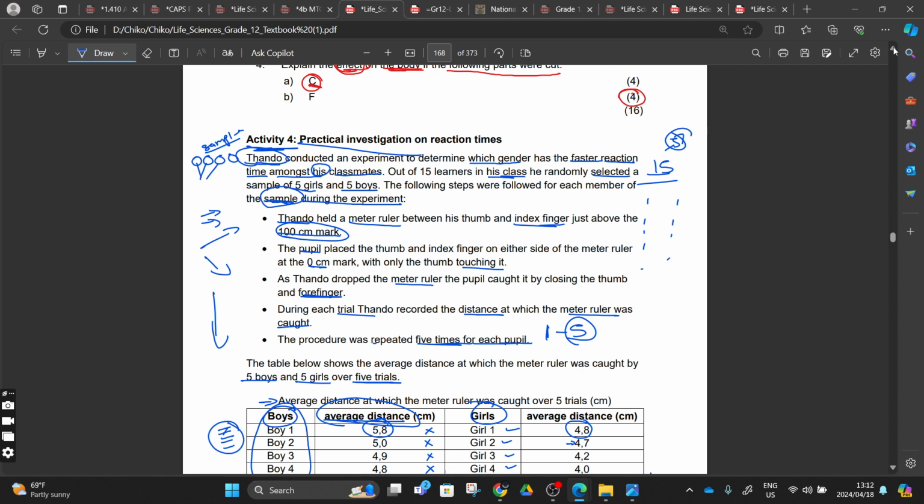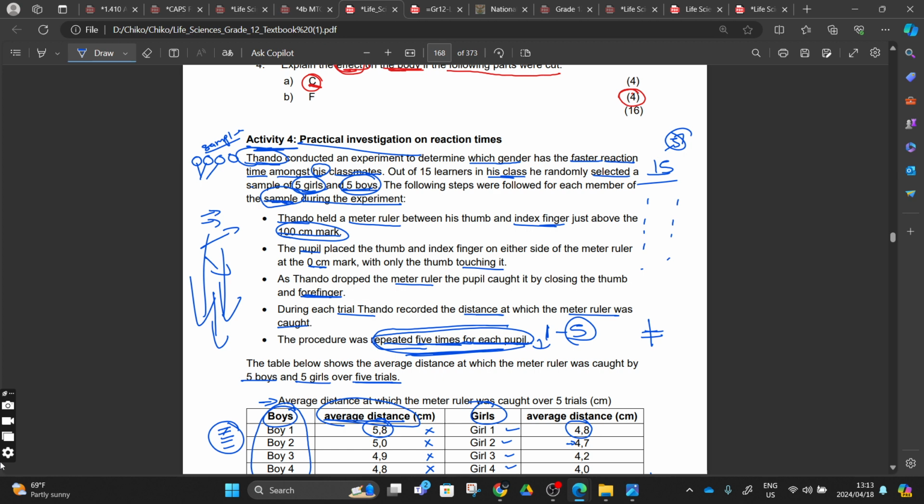Maybe we can say here they repeated the procedure. The procedure was repeated 5 times for each pupil, right? So you were given 5 times to catch that ruler, right? You were given 5 tries. So this is the first one, and then another one we can say this was done between different genders, between boys and girls, right? You can see here he said 5 girls and 5 boys. Doing this, we are making this experiment of ours reliable, it means that now we can conclude.